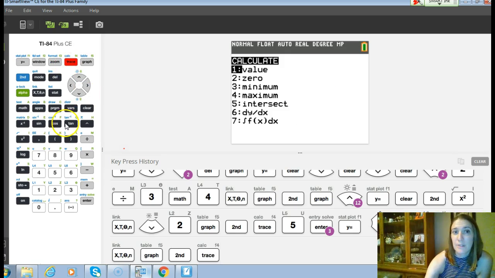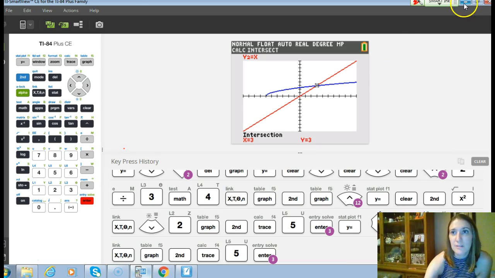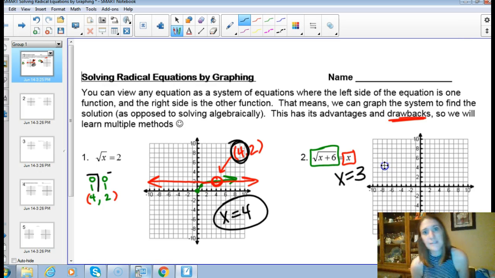Let's find it. First curve, enter. Second curve, enter. Do you have a guess? Nope, hit enter. 3. So the solution to this equation is that x equals 3. If you're going to utilize this method, I'm going to expect you to obviously have your calculator handy, but you're going to have to sketch this, okay? I know that seems like, why do I have to do that? You just do.